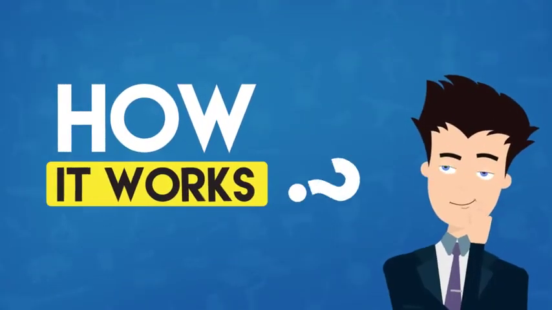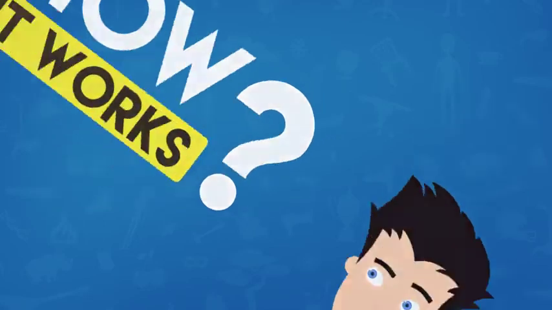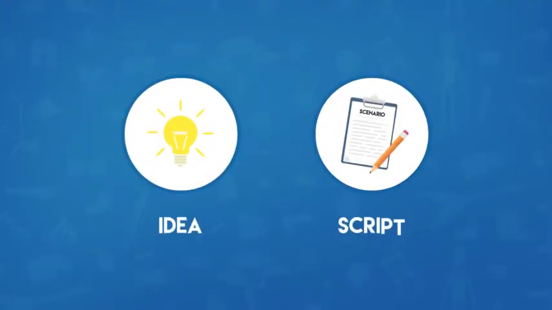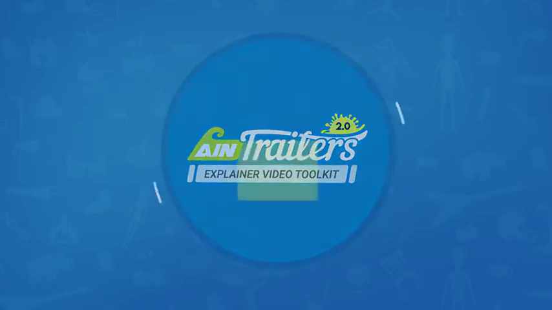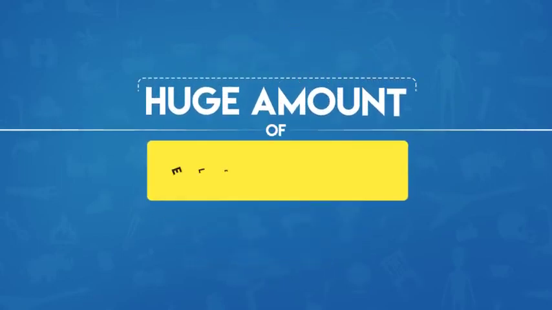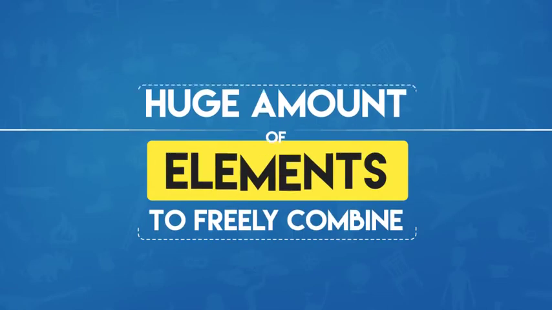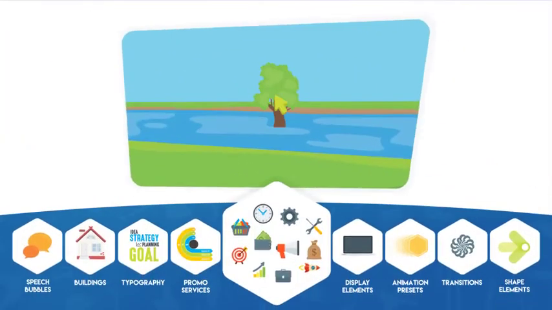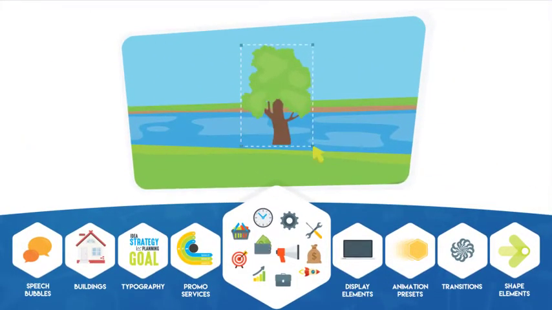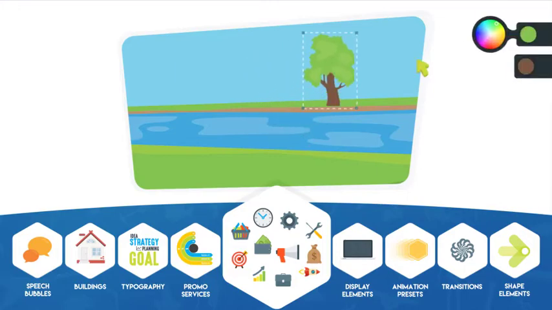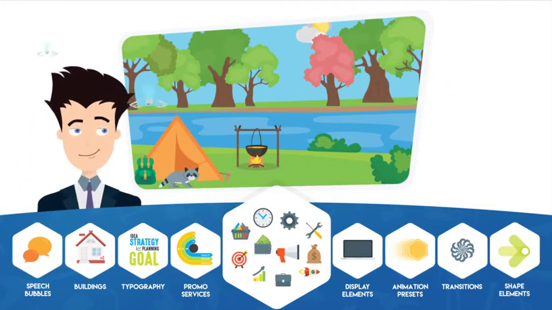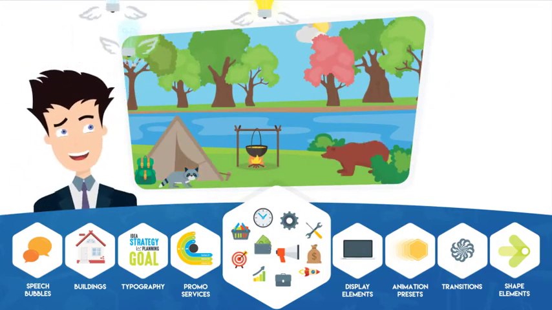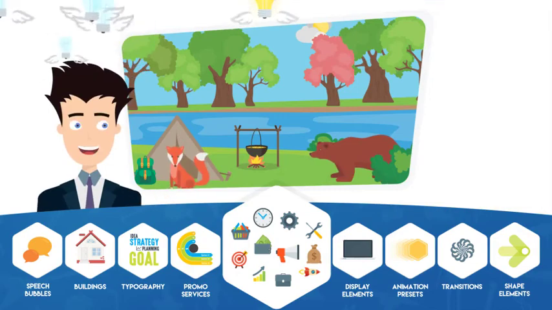So, how does it work? First of all, you need an idea and a script, and then the fun begins. There is a huge amount of elements to freely combine, and all of them are completely vector-based. Furthermore, you can easily personalize all elements. Mix, match, combine, customize, and you will get a ready-made scene. It all depends on your imagination and creativity.